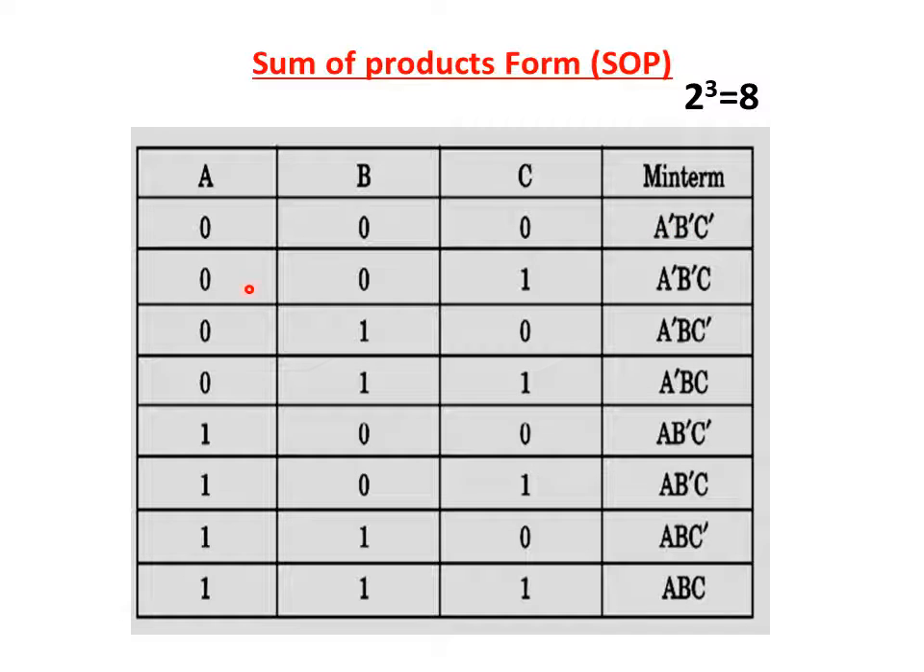And the second term is 0, 0, 1. Here 1 is in uncomplemented form, so we write it as C. In a similar way, the equivalent min terms are represented in this table.